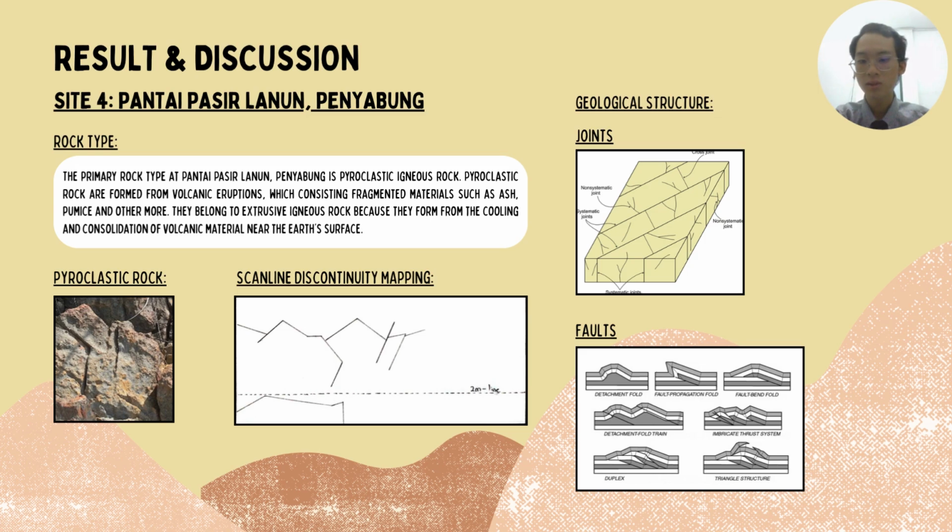They belong to explosive igneous rock because they form from the cooling and consolidation of volcanic materials near the Earth's surface. So this is the photo for pyroclastic rocks, and this is the scanline discontinuity mapping for Pantai Pasir Lanun, Penyabong. And for the geological structures that we observed at Site 4, they are joints and faults.